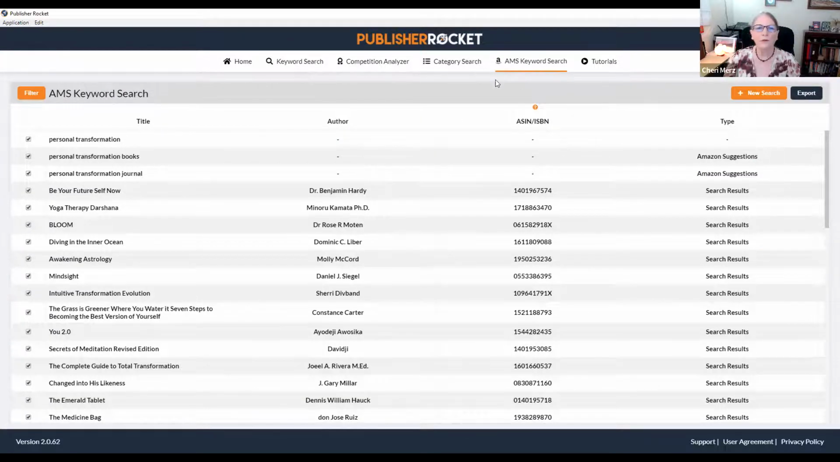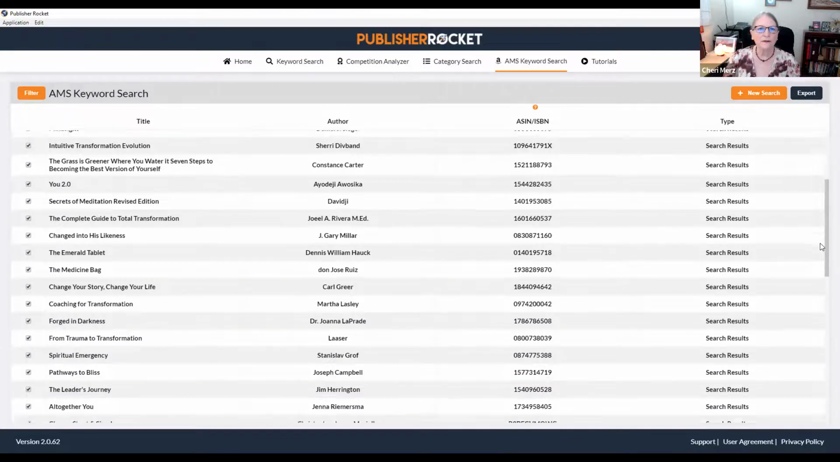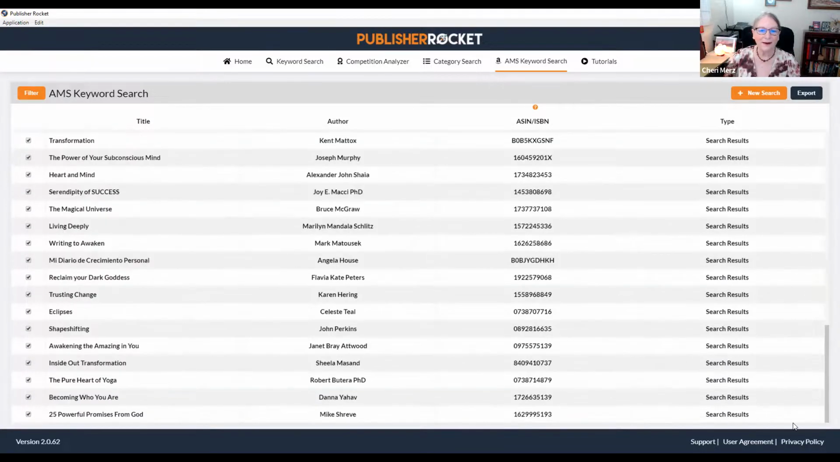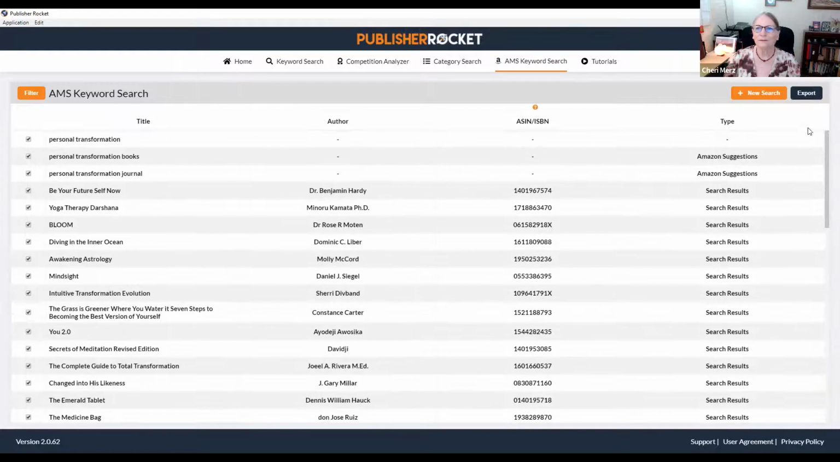So you can search the keyword that you can see here. I searched personal transformation, and it will show you not only Amazon suggestions for the keywords, but so I searched personal transformation, and Amazon suggested personal transformation books, which we have seen as your best keyword, and journal. And then it has also showed all of the books that are using that keyword, or at least the top number of books.